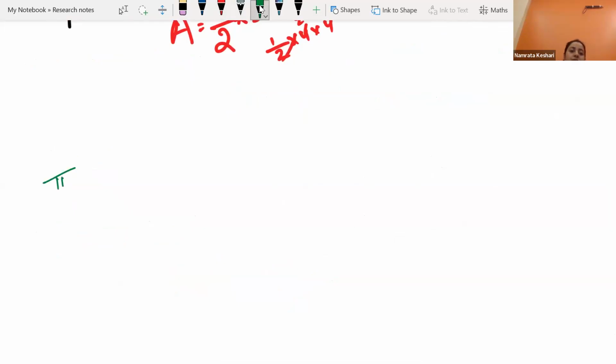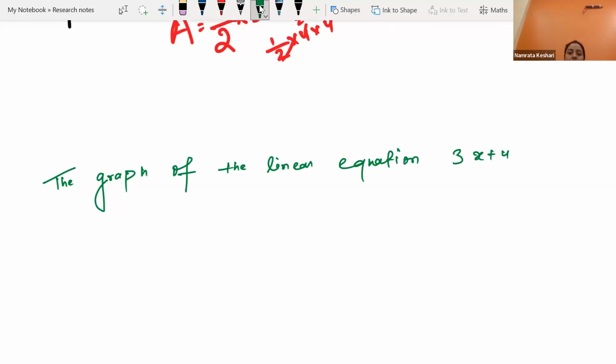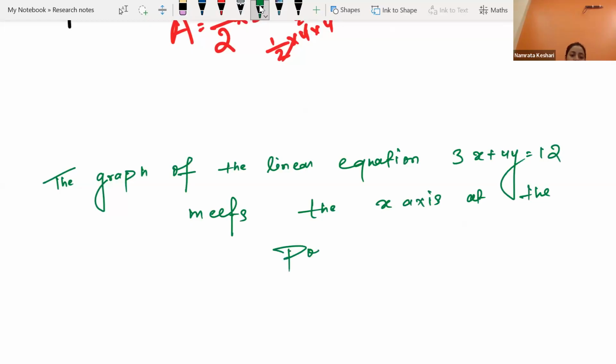The graph of the linear equation 3x plus 4y is equal to 12 meets the x-axis at a point. Find it.